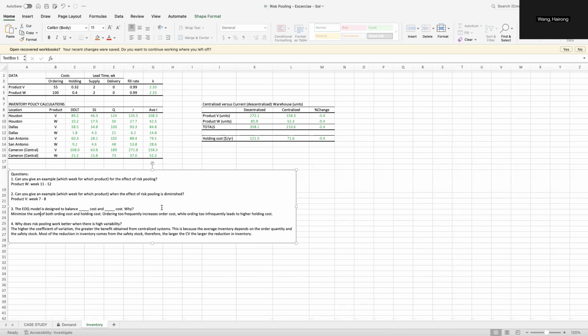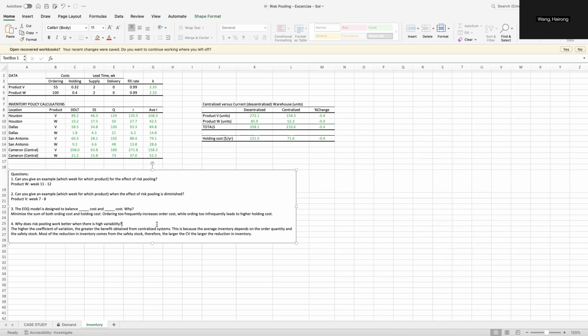The reason is that ordering too frequently will increase the order cost, right? Because the total number of orders we need is increased. Whereas ordering too infrequently leads to higher holding costs, which means we order a lot per order, and then we need to store inventory. We need to arrange storage for all the items that we have already ordered. Does it make sense? So this is the reason why the EOQ model tries to balance ordering cost and holding cost.